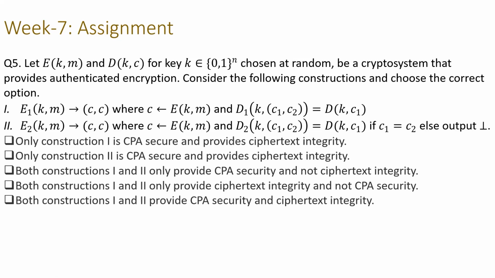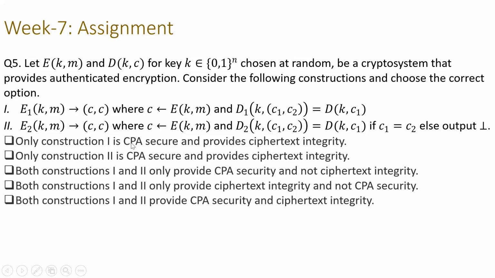So in the first option, you can just see that when the modified decryption algorithm D1 takes some C1, C2 pair, it does not check whether C1 is equal to C2. Basically, by a valid encryption algorithm, both the parts C, C should be the same, right? But here in the decryption algorithm, there is no such check.